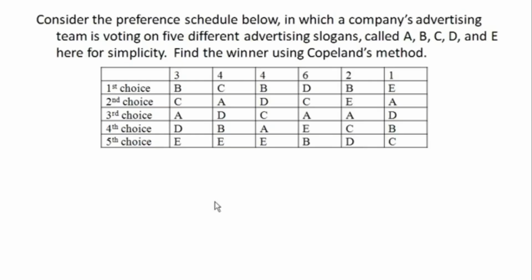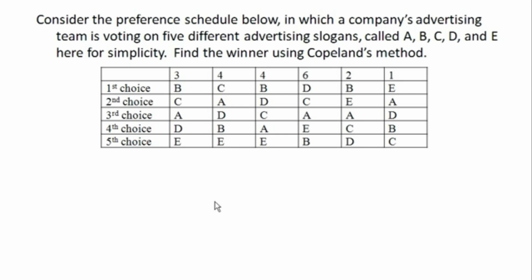So here's our word problem. Consider the preference schedule below, in which a company's advertising team is voting on 5 different advertising slogans, called A, B, C, D, and E. For simplicity, find a winner using Copeland's method. Let's use Copeland's method to see if we can find a winner in this selection. We have a lot of comparisons to make here because we have 5 different candidates.